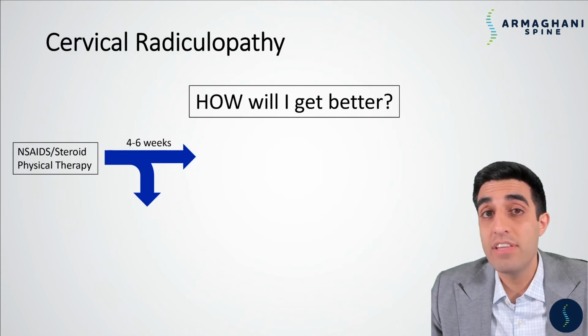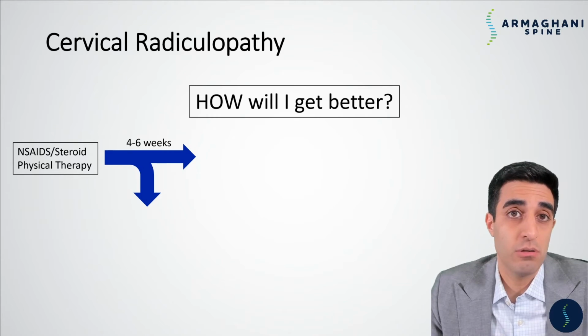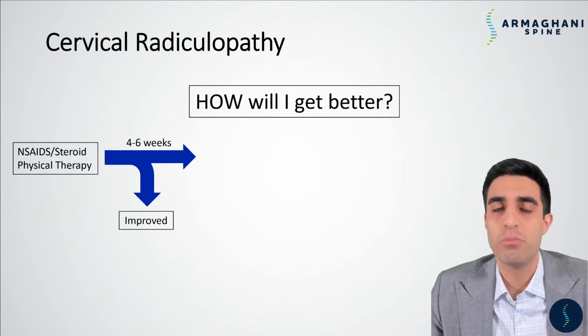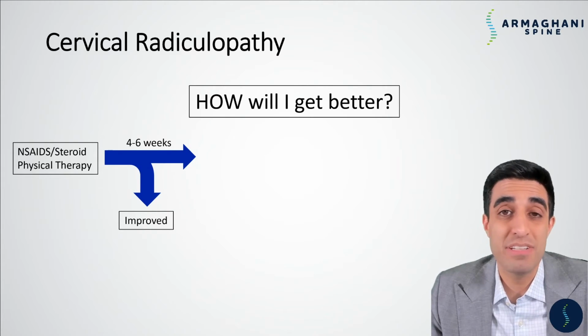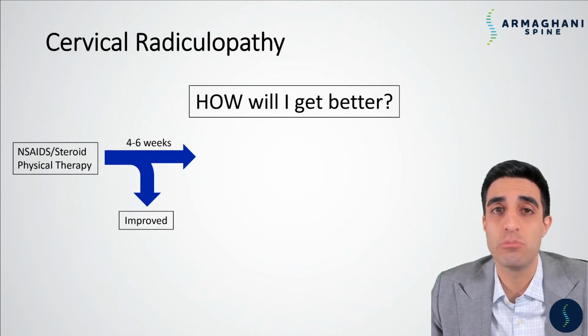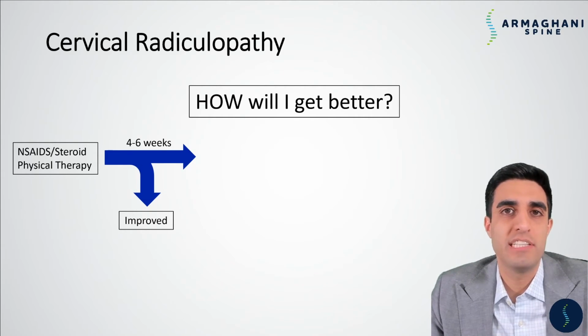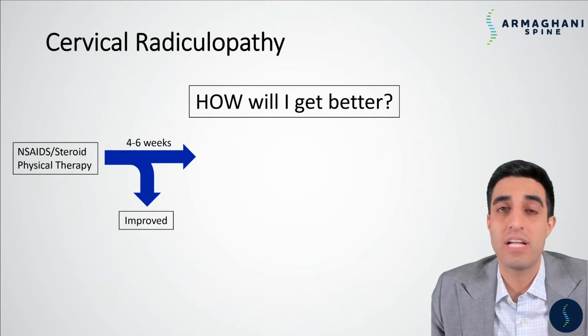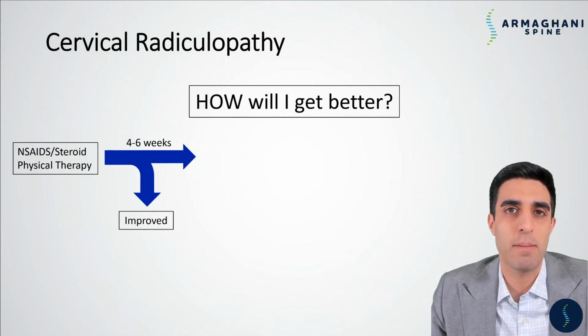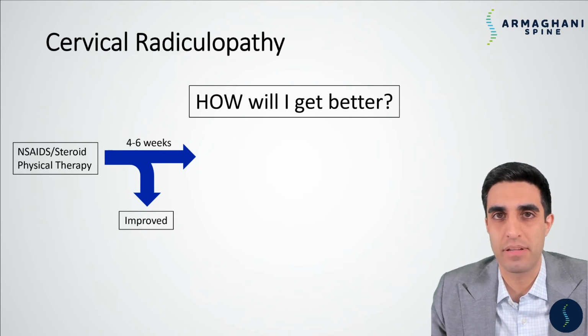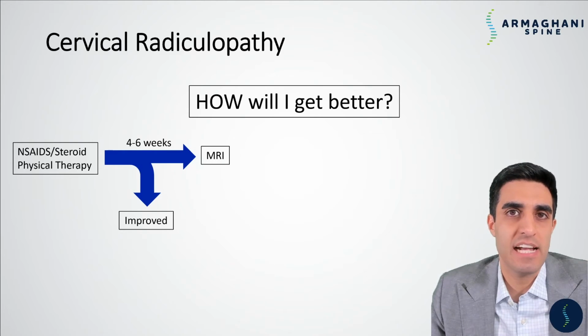Now, of these patients who undergo treatment with medication as well as physical therapy, some improve, which is perfect. Again, 75 to 90% of these patients will get better with conservative care. Unfortunately, a portion of these patients after 4 to 6 weeks will not get better with just the anti-inflammatory, steroid, and physical therapy. If this is the case, we then talk about getting an MRI of the neck.